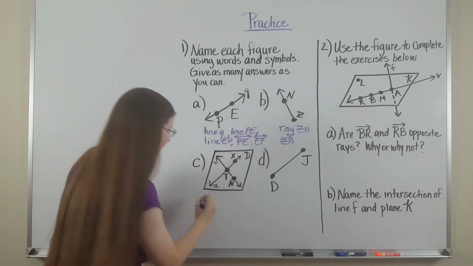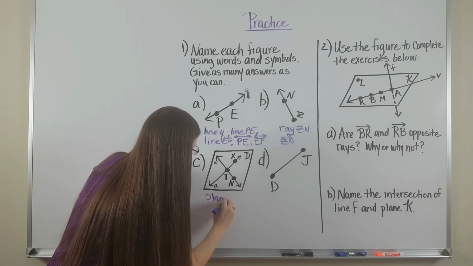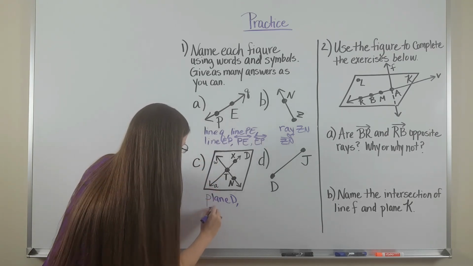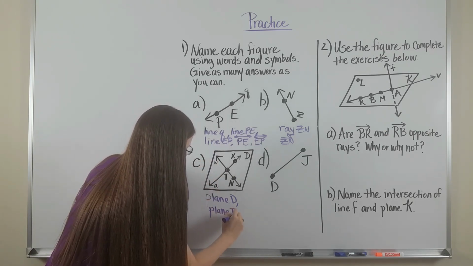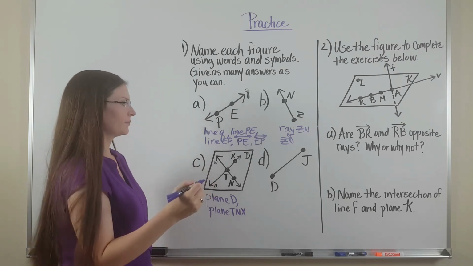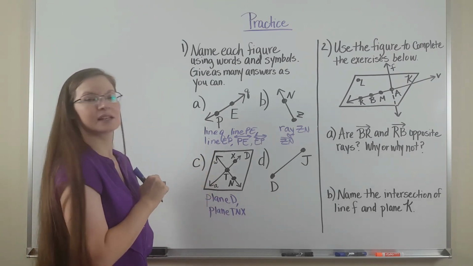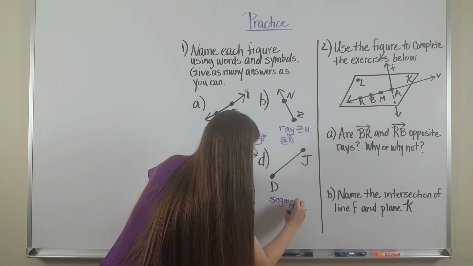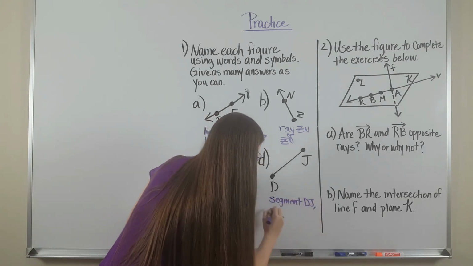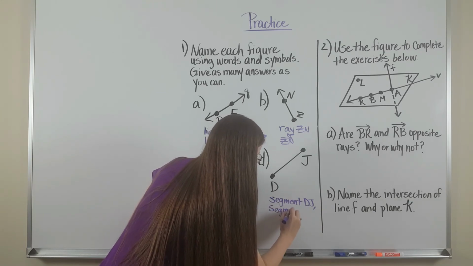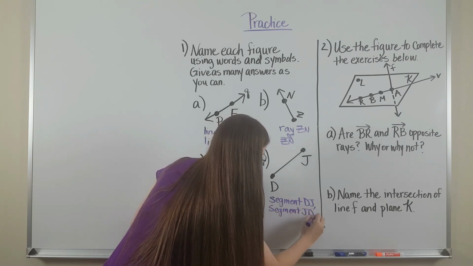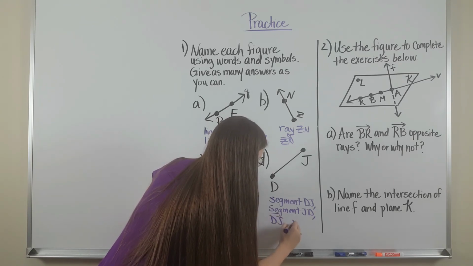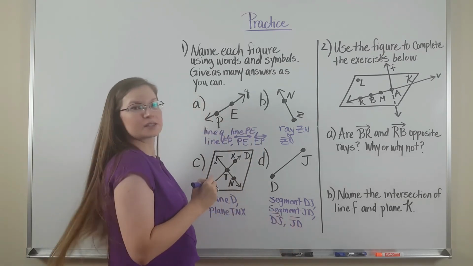Letter C is a plane. This is plane D. Or plane TNX. Or XNT. Letter D is a segment. This is segment DJ. Or segment JD. Or symbolically DJ or JD with the symbol for a segment on top.